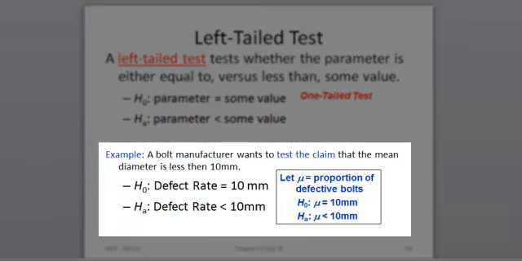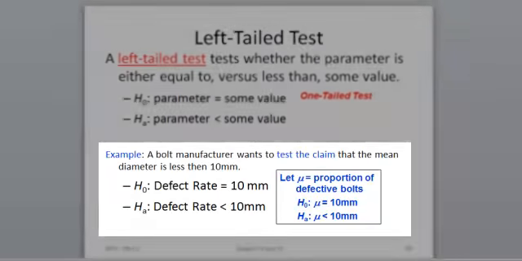A bolt manufacturer wants to test the claim that the mean diameter is less than 10 millimeters. So we call that the defect rate. So the null would be the defect rate is 10 millimeters. The alternative is that the defect rate is less than 10 millimeters. So let mu be the proportion of defective bolts, and we'd say the null hypothesis is mu equaling 10 millimeters. The alternative would be mu is less than 10 millimeters.